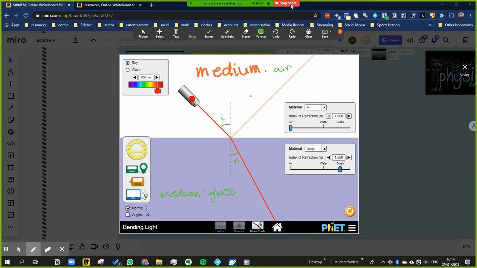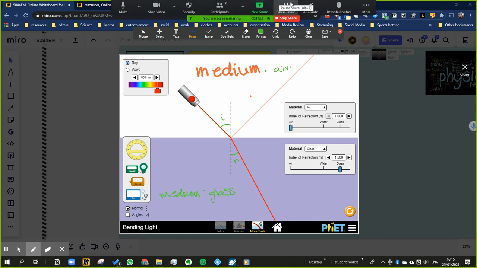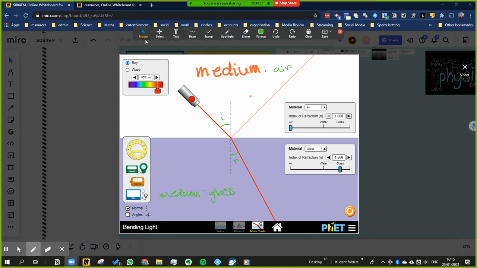Essentially, refraction is when light goes from one medium into another medium and it changes direction. It might move towards the normal, this dotted line here, or it might move away from the normal. And I would say for now that the reason for that is related to its speed.